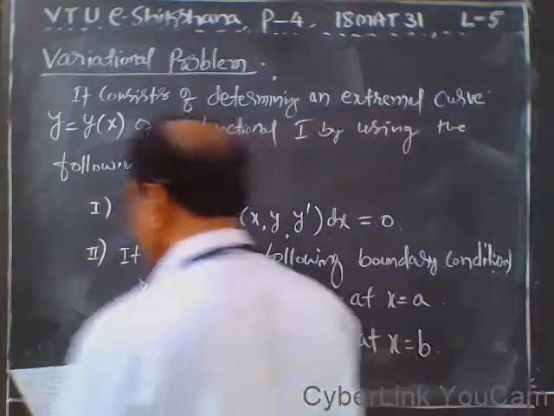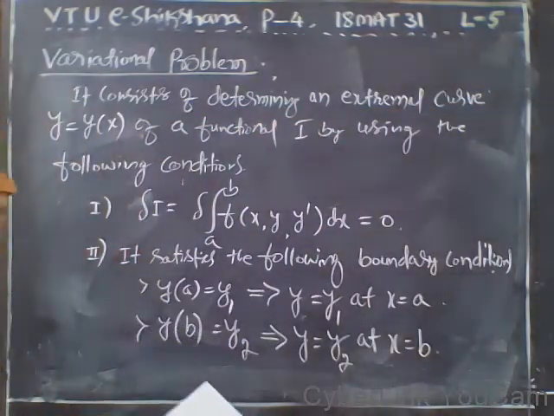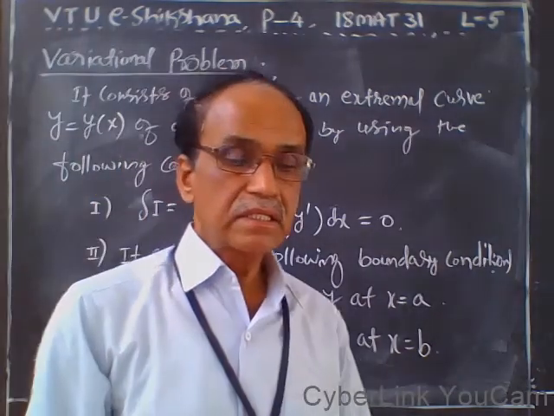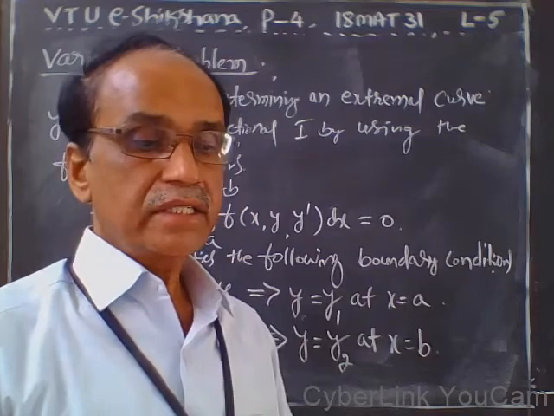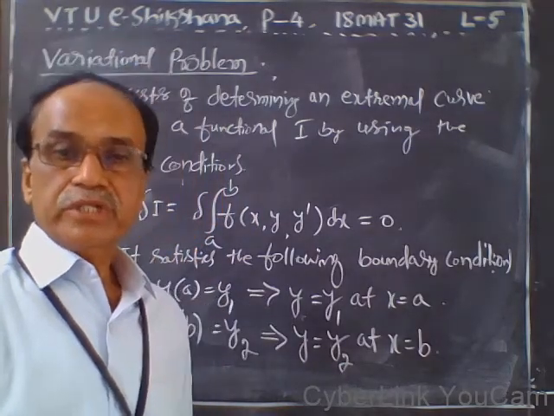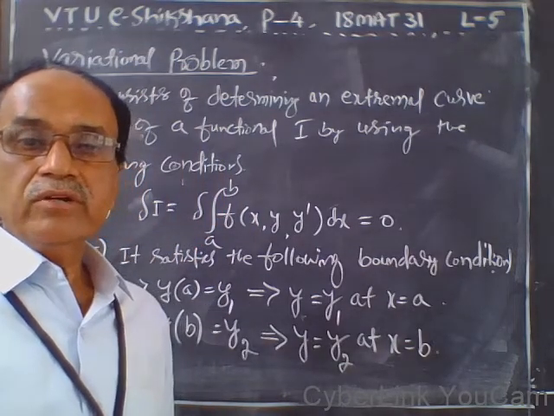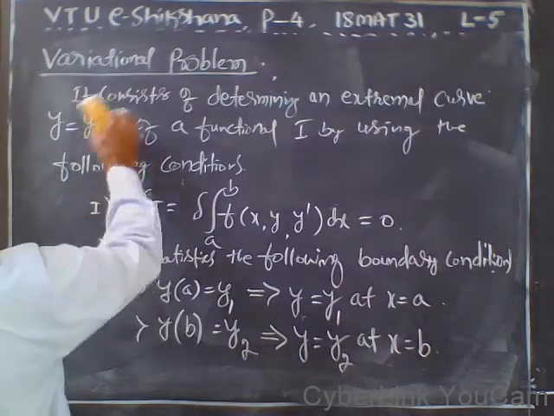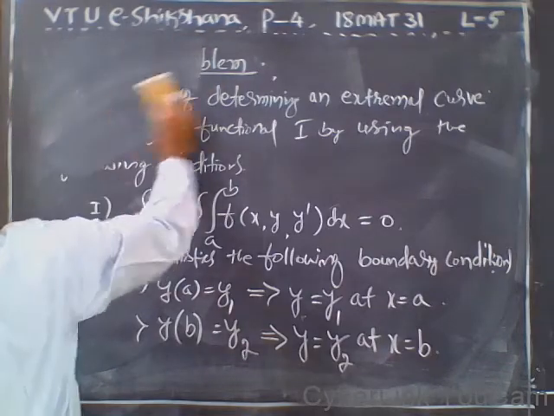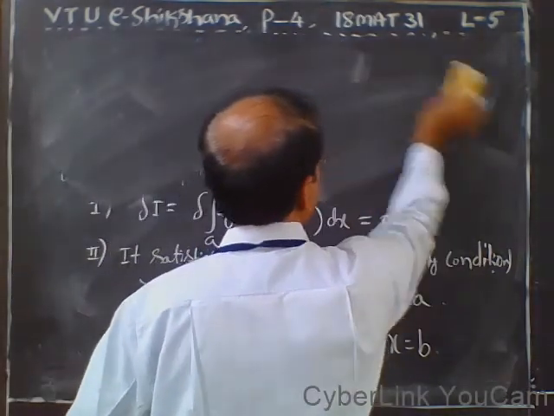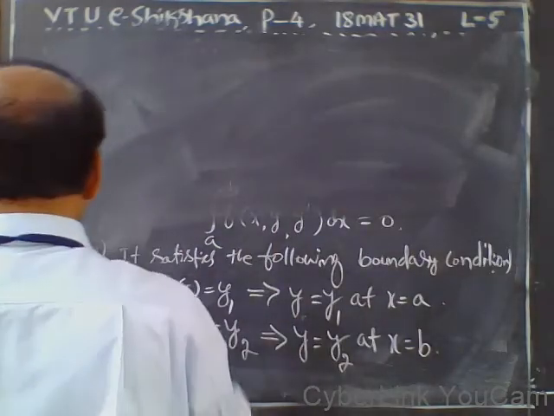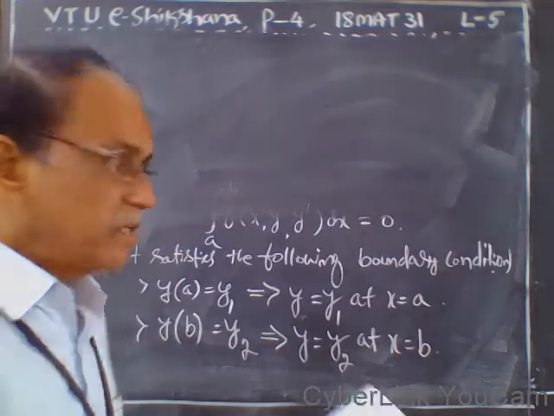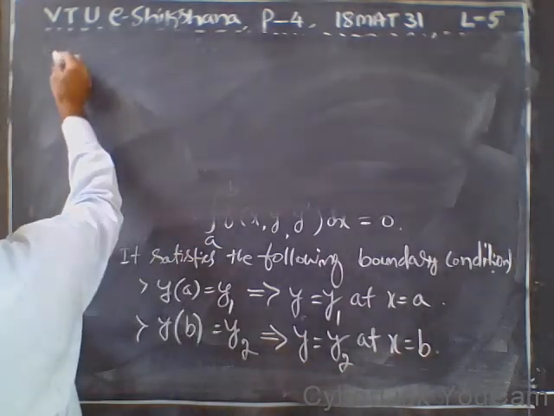This is the procedure to calculate the variational problem, whenever the extremal is asked. Otherwise, we have to calculate the Euler's equation value of the functional, that is y is equal to y of x. Okay, I shall take a problem on this variational problem, to show how this procedure can be implemented in order to find the solution of the given variational problem. Let us see that.